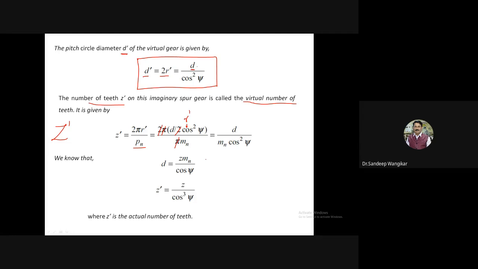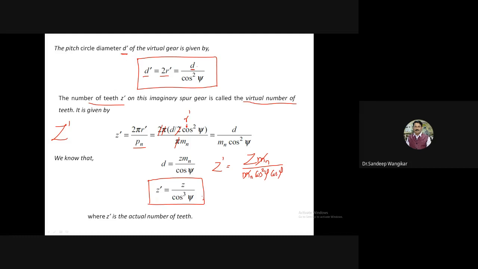Again, you have the value of d. We have discussed that d is equal to zmn divided by cos psi. So your z dash will become zmn divided by mn cos square psi, as it is, into cos of psi. Here I have substituted the value zmn divided by cos psi. So mn will get cancelled, and finally you will get z dash is equal to z divided by cos cube psi.